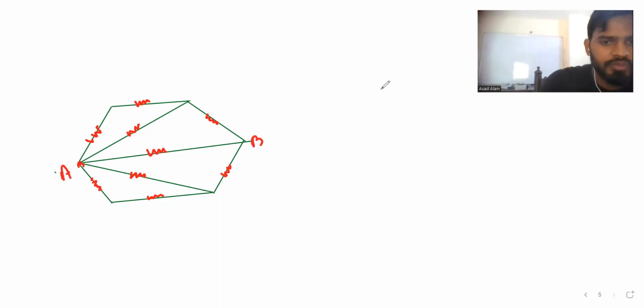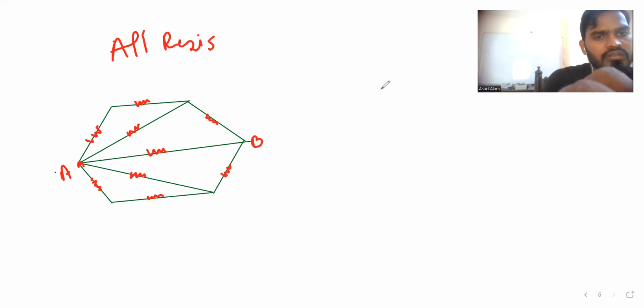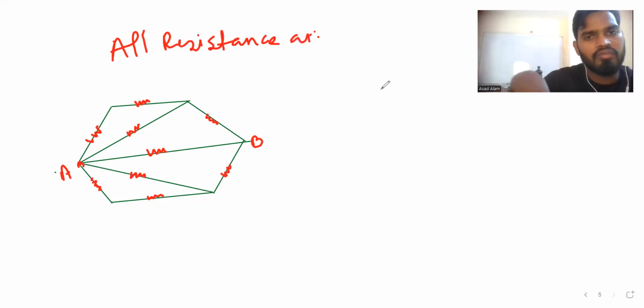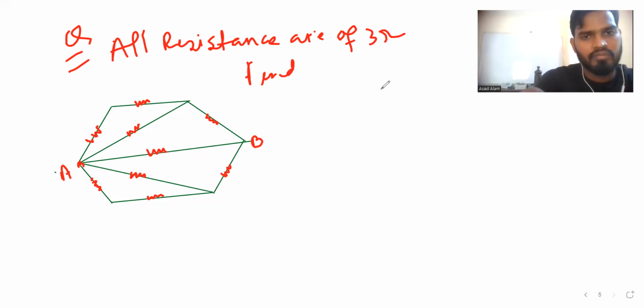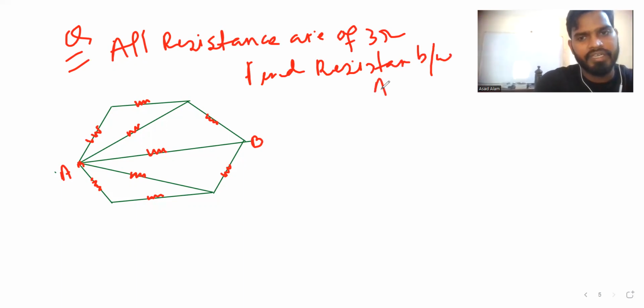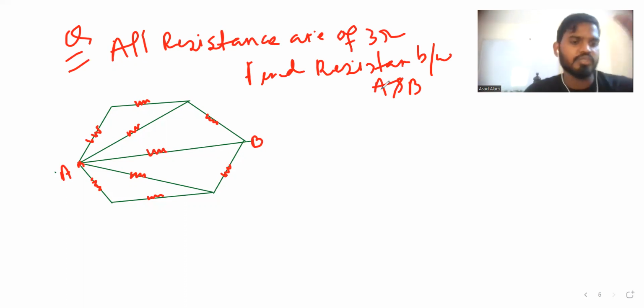And this is B. All resistances are of 3 ohm. So they're asking, find the resistance between A and B.